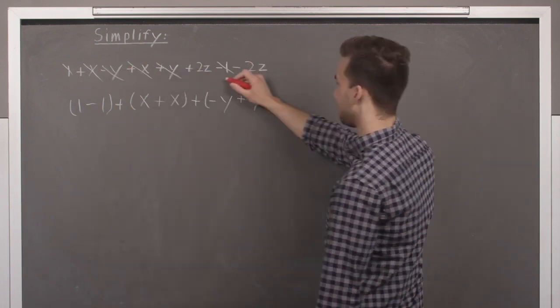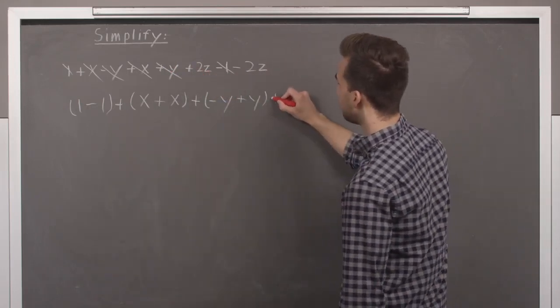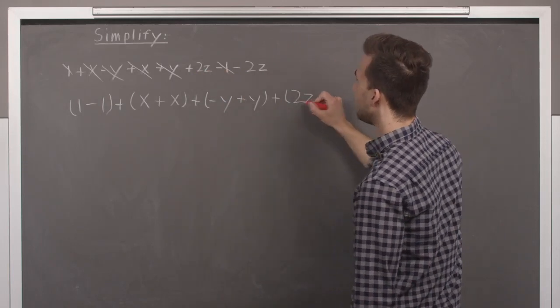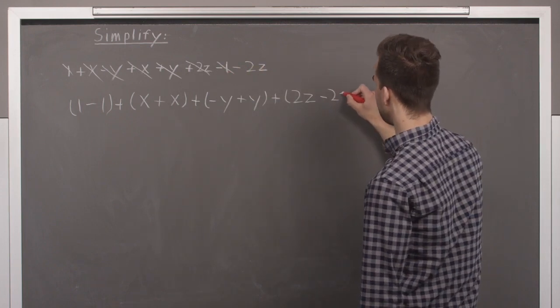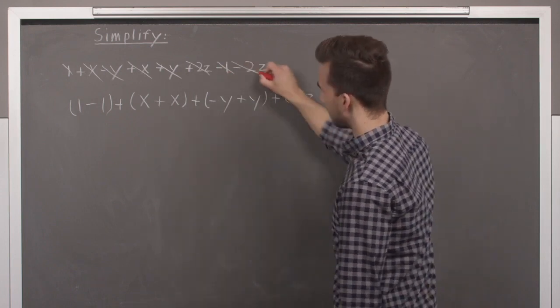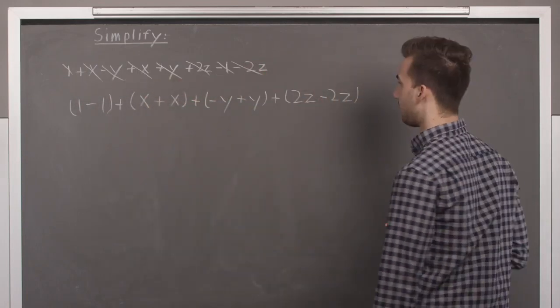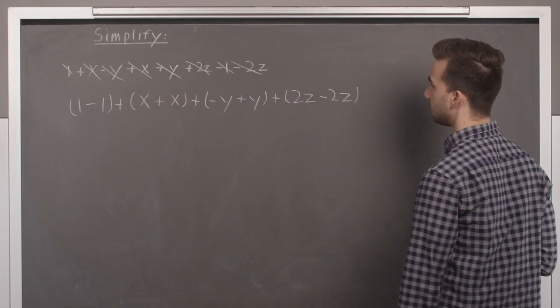Cross that out. Any other y's? No. So let's do the z's now. So plus, we have 2z. Cross that out, and then minus 2z. Cross that out. And we took care of all the terms. So now we're just left with a bunch of addition and subtraction problems.